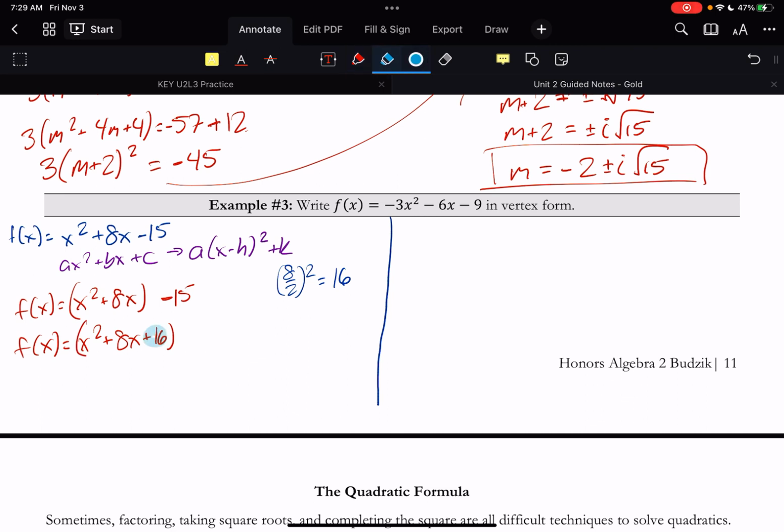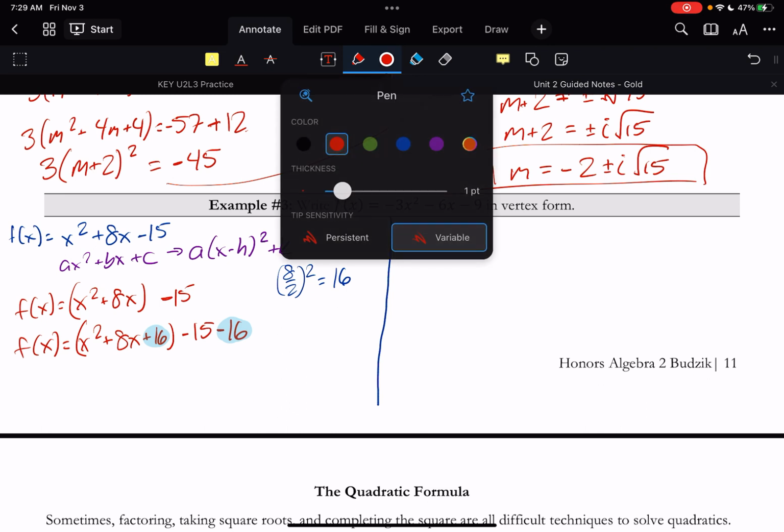Now, since I added this 16, I really need to balance the equation, and it's not even, again, an equation. I need to really just balance that one side of the expression because I can't just add 16 and say that it's equivalent to what it already was. So to balance that out, I'm going to subtract 16 from my constant, because 16 minus 16 is 0. But I'm really, again, just changing the form.